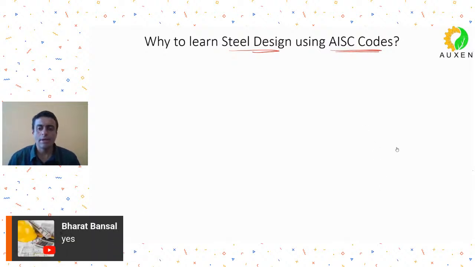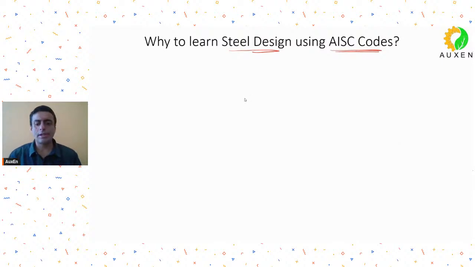Very good. Anyway, so now the question arises, why learn steel design using AISC codes? If, let's say, we are not required to use AISC codes for our projects, we are in the Indian market anyway, so we are using IS codes. So why do I learn AISC codes? See, if you are working outside, then there is no question. Say you are working in the Middle East, Gulf countries. Mainly their codes are based on AISC codes, so there you are bound to use them anyway.